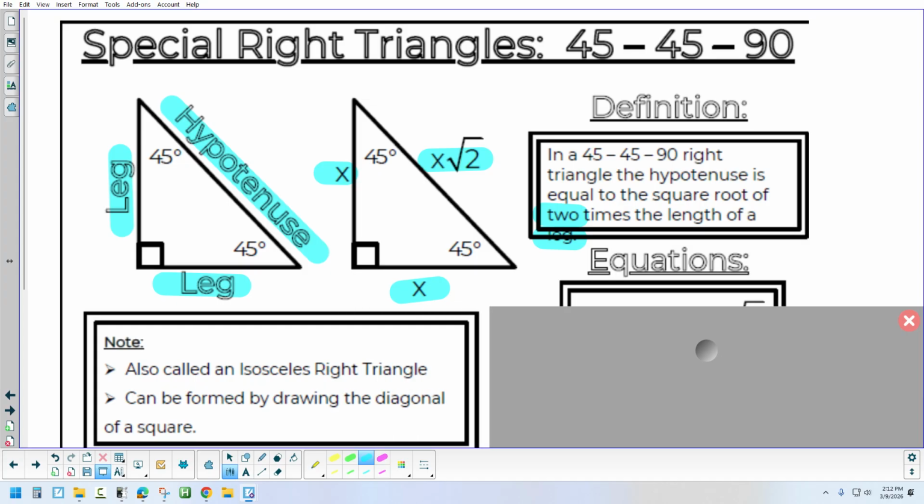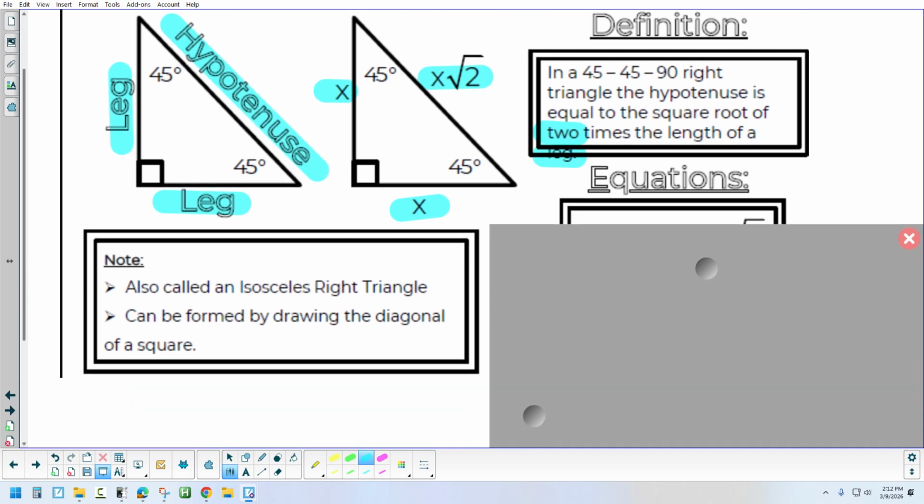Okay. In the box that says note, it says this kind of triangle is also called an, okay, vocabulary is not super critical for this, but you want to fill in the word isosceles. And then in the second one, it says this kind of triangle can be formed by drawing the diagonal of a square. So that's what a 45, 45, 90 triangle is. Imagine a square and draw the diagonal. You just made 2 triangles.